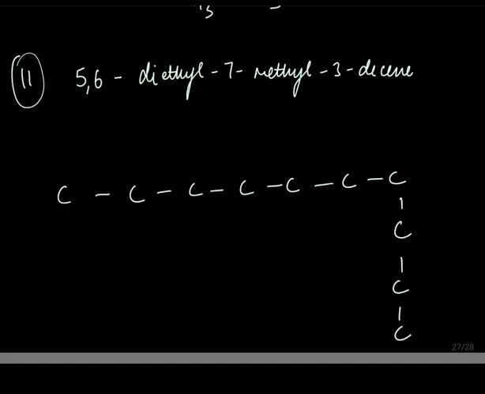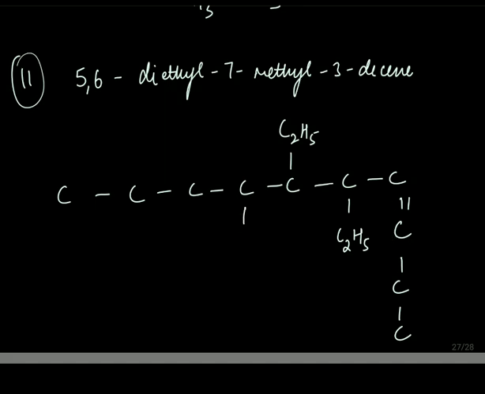And then you have 1, 2, and 3. Over here you have the double bond at 3. And 1, 2, 3, 4, 5. On 5 you have a C2H5 group, and on 6 you have C2H5. You can put it anywhere; I'm just looking at the space issues over here. So diethyl is done.